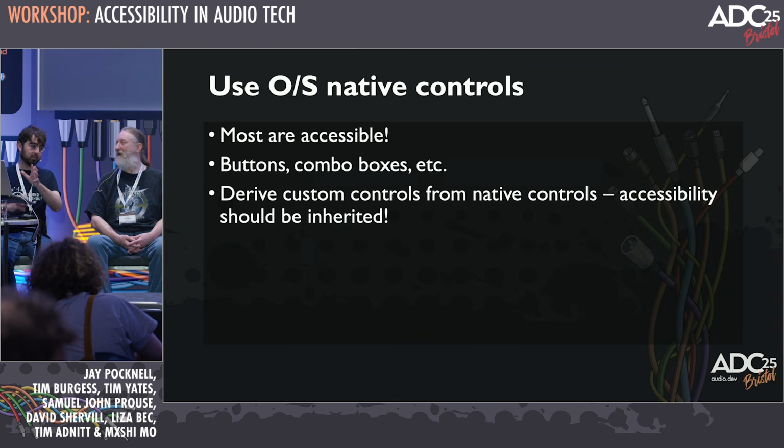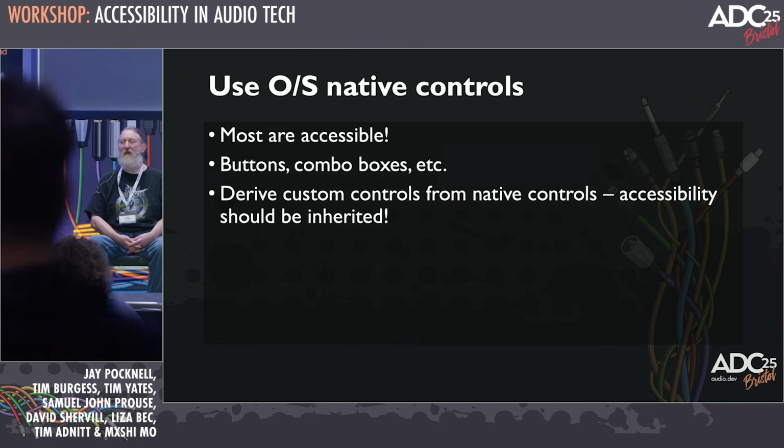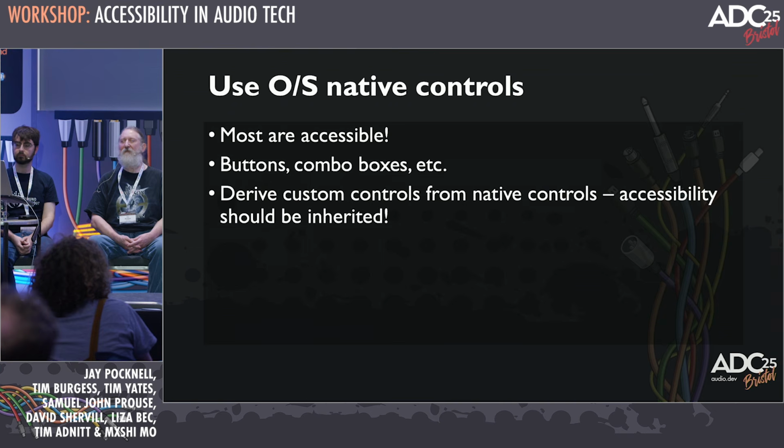So the next session, we're diving into how to do accessibility a bit more. And the first topic is the fact that you should use operating system native controls where possible. Yeah, you can save yourself a lot of pain if you're able to use native controls. So a Windows or a Mac default button, or if you want a slight difference, derive from that control. And most of those controls, I emphasize most, have accessibility built in. So you don't need to do anything.